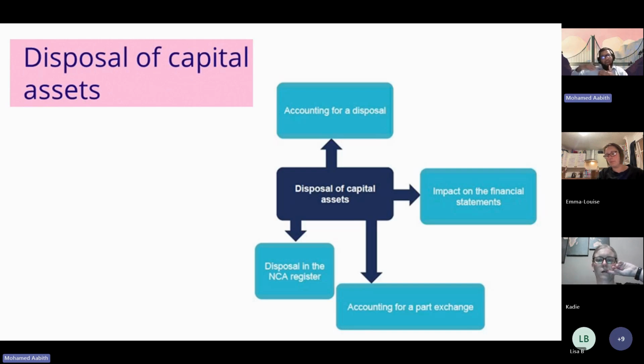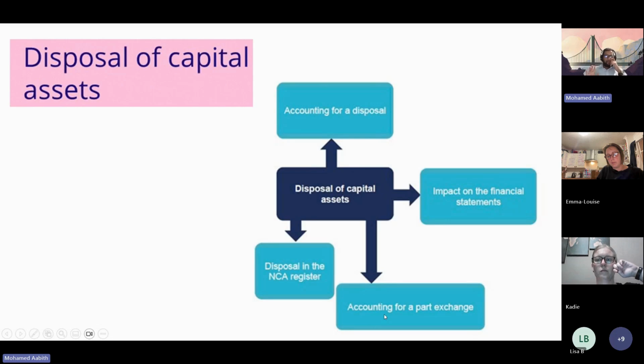It normally gets recorded in your general ledger, and then also they will be on your non-current asset register, where you have a list of all your non-current assets. In this scenario, disposing means we're removing them from all the records of our books. So how we account for the disposal and what impact it has on your financial statements, and also what if you have to do a part exchange.